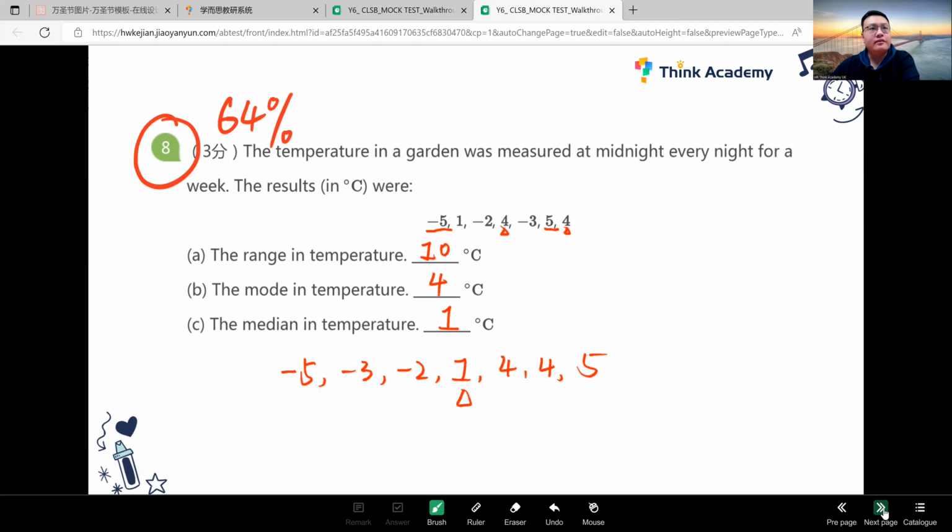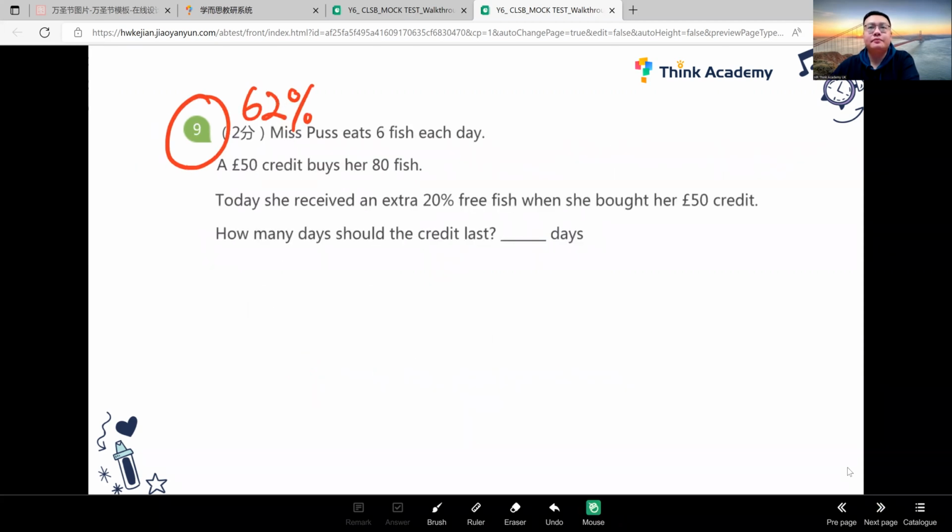Okay, so let's move on to question number 9. I think this one is an easy one. Miss Puss eats 6 fish. I guess it should be 6 fish each day. A 50 pounds credit buys 80 fish. Today, she received an extra 20% free fish when she bought her 50 credit. How many days should the credit last?